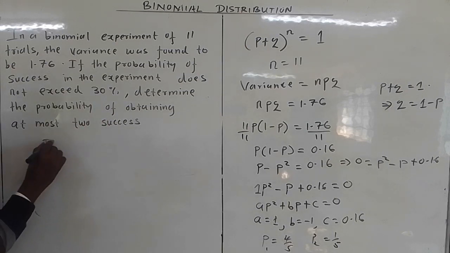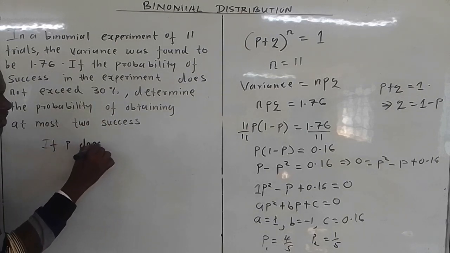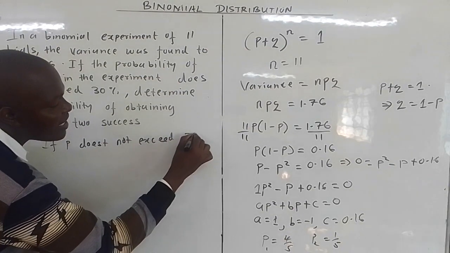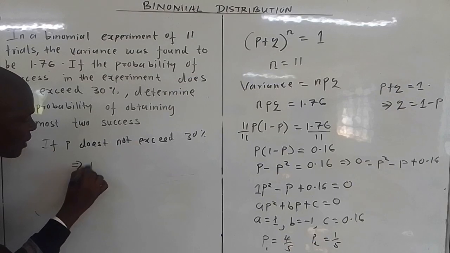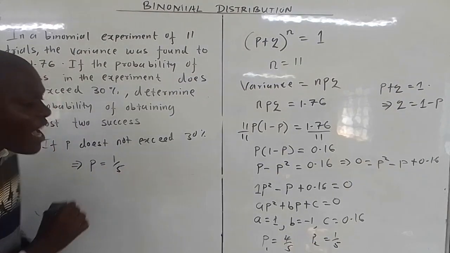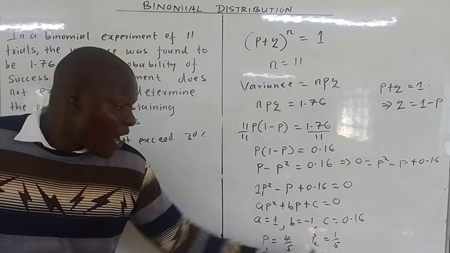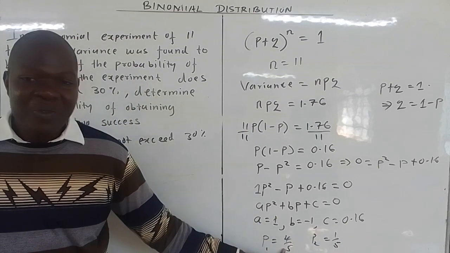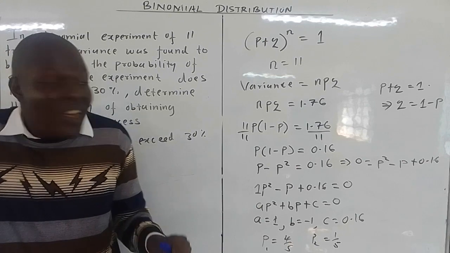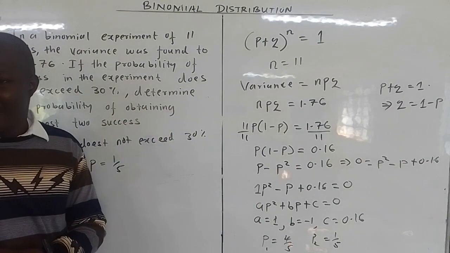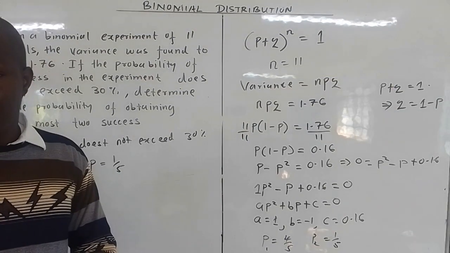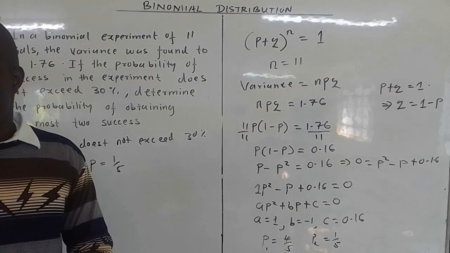So if P does not exceed 30%, then it is a clear implication that P is 1/5. Meaning P is not 4/5. P must be one of them. If P is 1/5, then this one is Q. When Q is 4/5, for P you choose the one which does not exceed 30%. Are you getting the implication of that statement? Yes. Are we together? Yes.